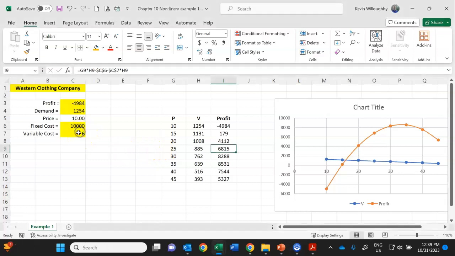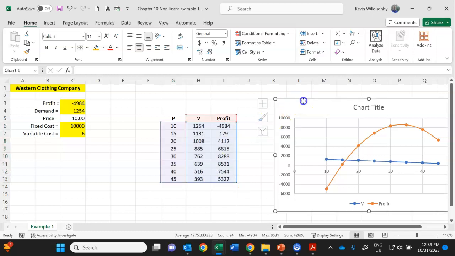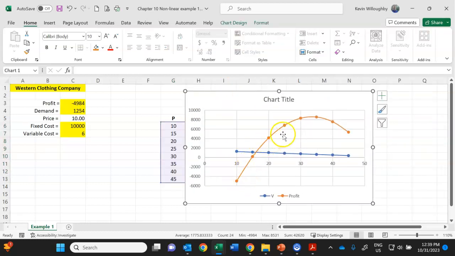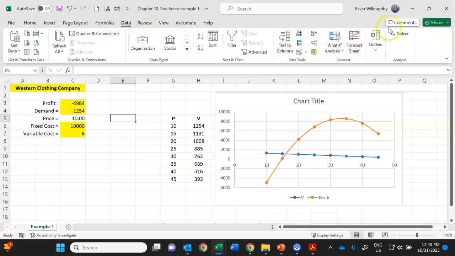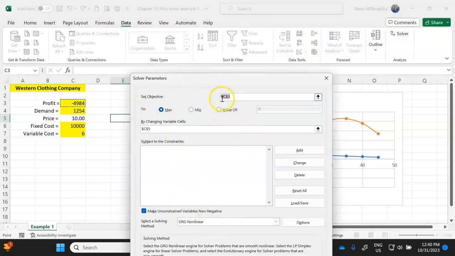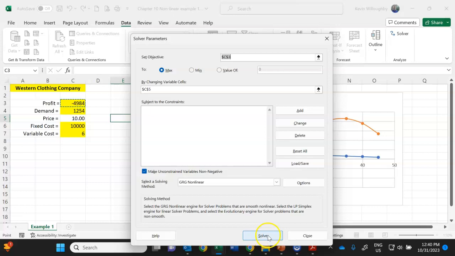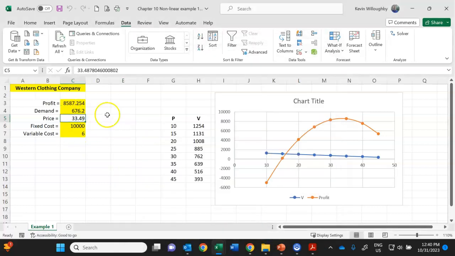Our variable costs changed to $6. Our table changed. I had to change some of the cell locations in our table calculations, but we can see our chart. And we can basically determine that our best price is going to be somewhere around the 30, maybe a little higher than $35. We can solve this just like we did before, maximizing the profit while changing price. Nonlinear. Best price is $33.49.